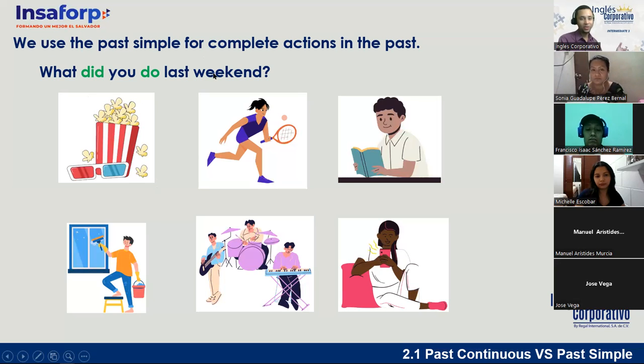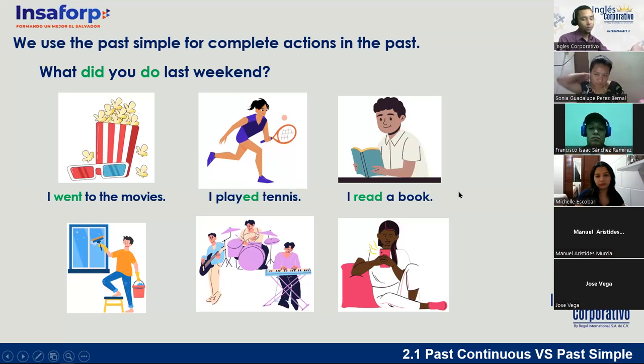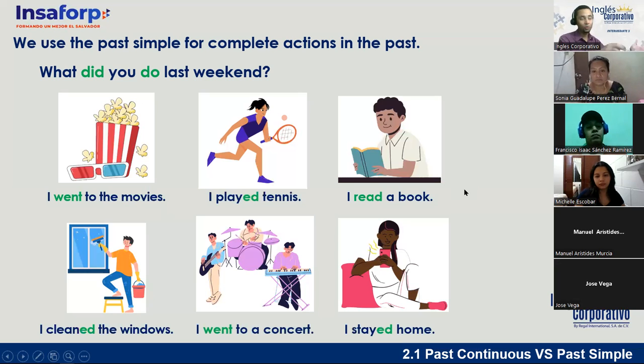So we use the past simple to complete actions in the past. So what did you do last weekend? You can say, I went to the movies. I played tennis. I read a book. I cleaned the windows. I went to a concert. I stayed home. And today you mentioned many other activities.